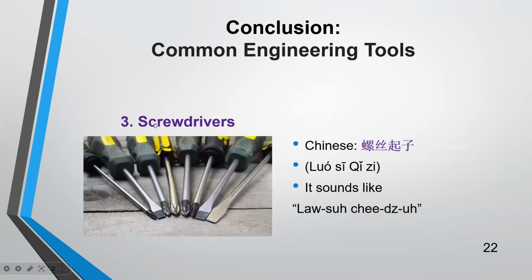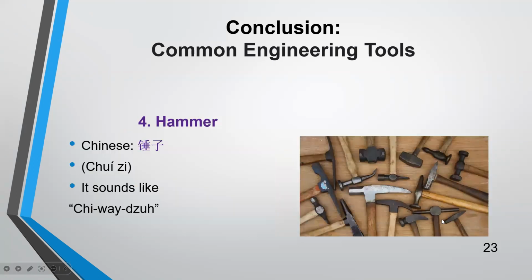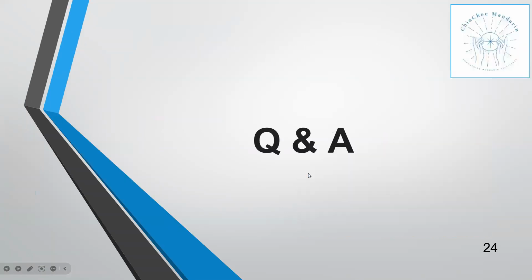Then we have these screwdrivers. We call it 螺丝起子. It sounds like 螺丝起子. Roses and 起子. Okay? 螺丝起子. The last one is hammer. 锤子. It sounds like one way or two way plus C which are in front. 锤子. So I would like to open the floor for Q&A right now.